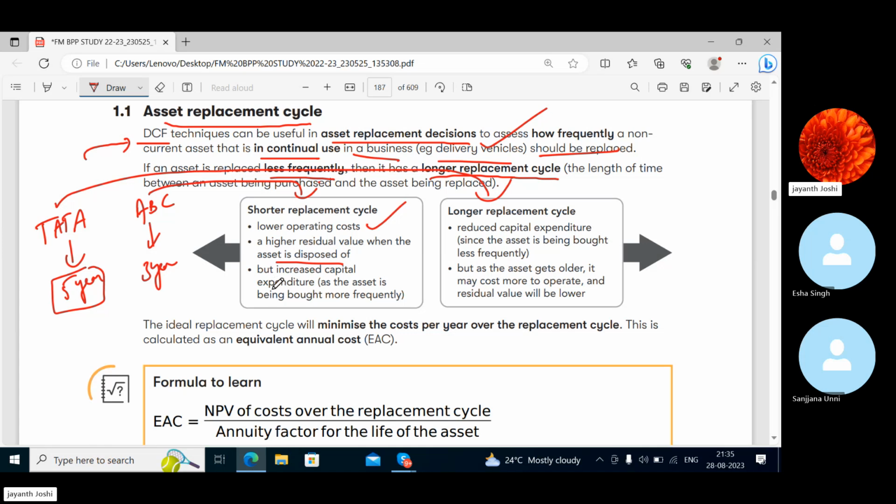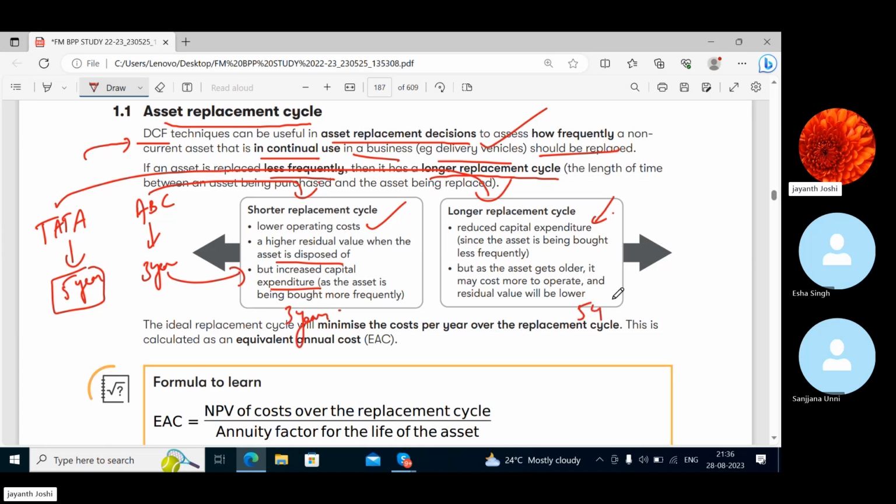But there is increased capital expenditure, because again you have to buy the asset. With the longer cycle, there is reduced capital expenditure, because you are buying the asset after 5 years, where here it is 3 years. So you are using the asset for 2 more years before you plan to replace it. With the shorter cycle, you are spending more capital much sooner. Otherwise you spend capital at a later stage. Here you have to replace within 3 years.